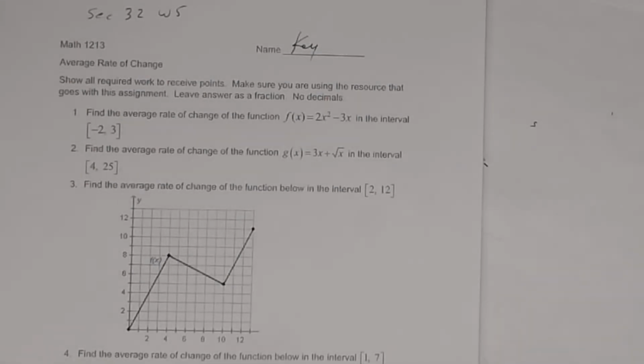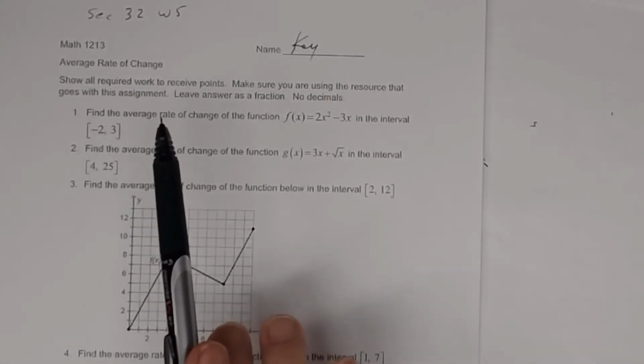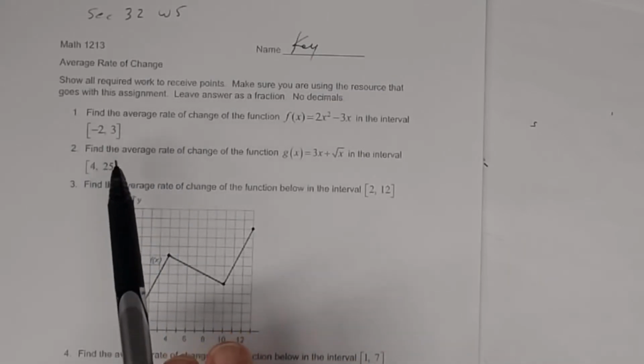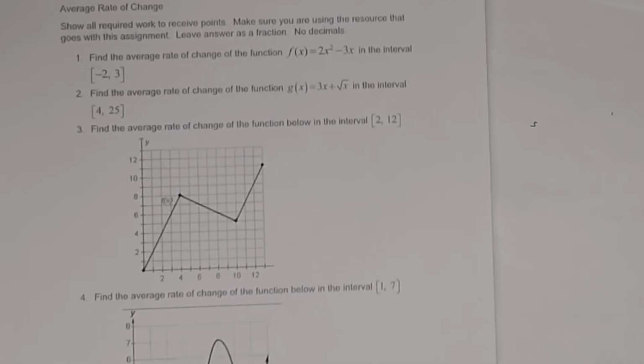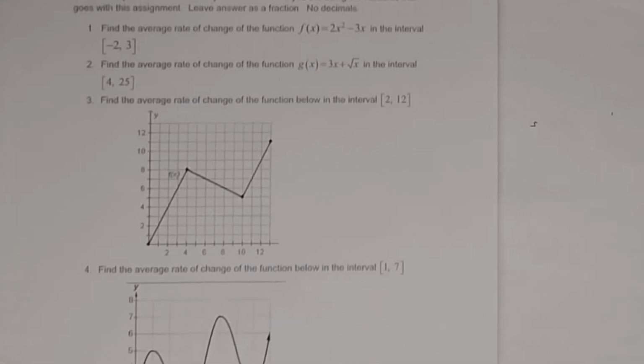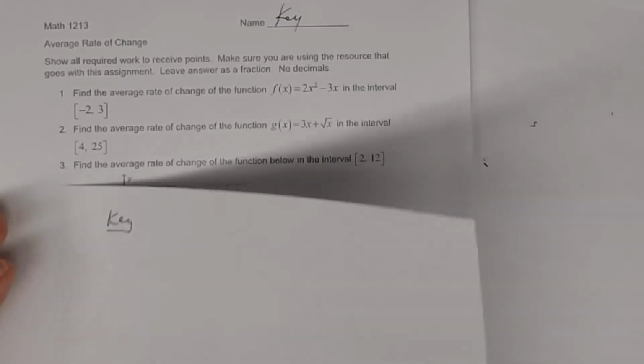This is the key to the worksheet on the average rate of change topic. Now, in numbers 1 and 2, you're given algebraic functions, and in numbers 3 and 4, you're actually given the graph of the functions. But in 1 and 2, let's talk about how to do them.